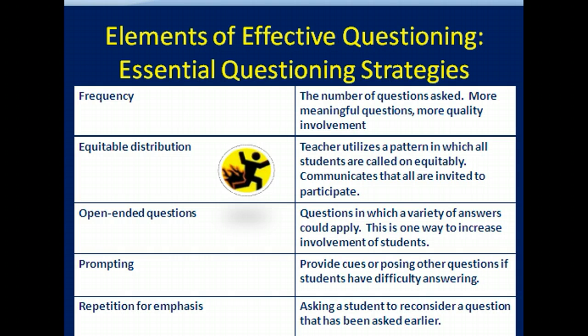On slide 18, entitled Elements of Effective Questioning, Essential Question Strategies, there are 6 essential strategies that effective teachers use in questioning. These strategies include, number 1, questioning frequency, which is the number of questions that are asked over a period of time in a lesson. Number 2, equitable distribution, which is the pattern in which students are called on equitably. In other words, all students have a chance to answer the question. Number 3, open-ended questions. These are questions in which a variety of answers can be acceptable.